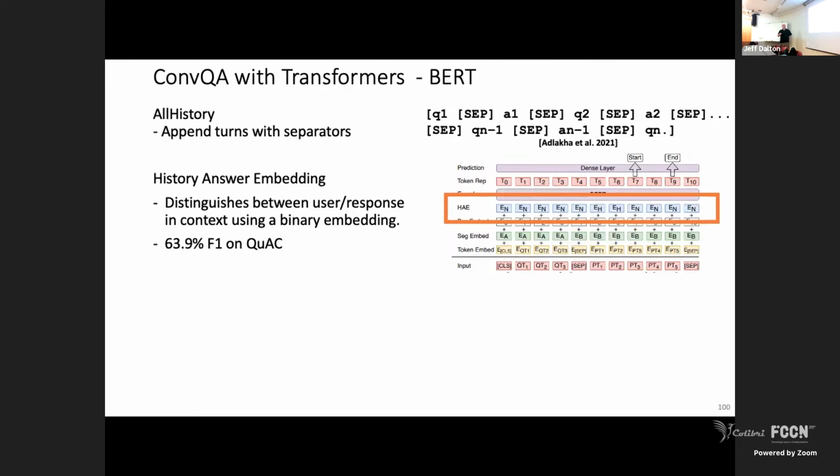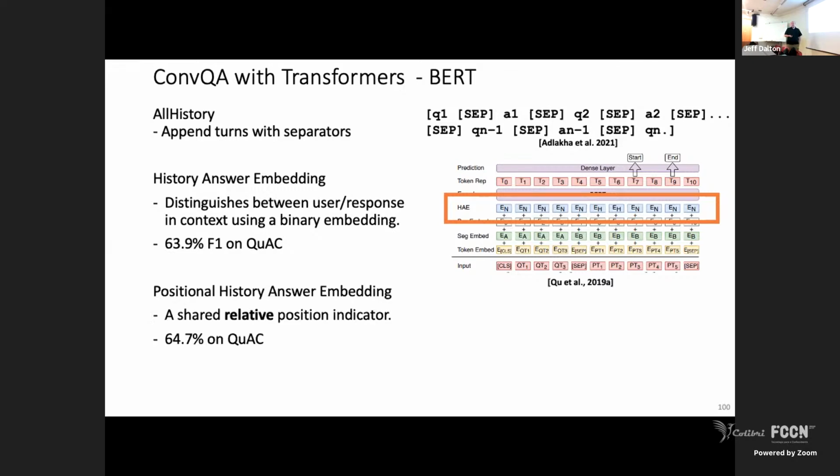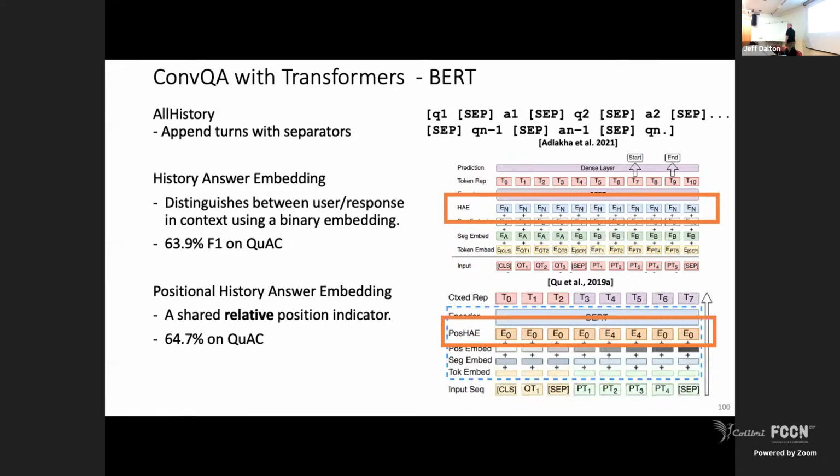So it can now differentiate, in that history, between what the user said versus what the system said. And that does lead to some improvement. But you can do better. And actually, the state of the art for some of this is encoding the relative position of what the turn is. So for the previous turn, -1, -1, -1, or for the turn five back, -5, -5, -5, explicitly encoding what information is in each turn in a positional embedding that you pass into the model.